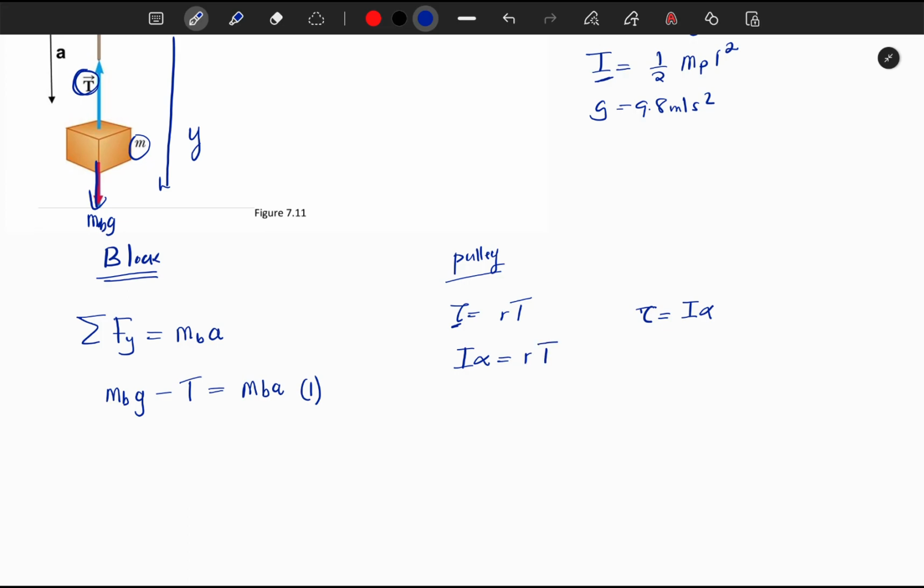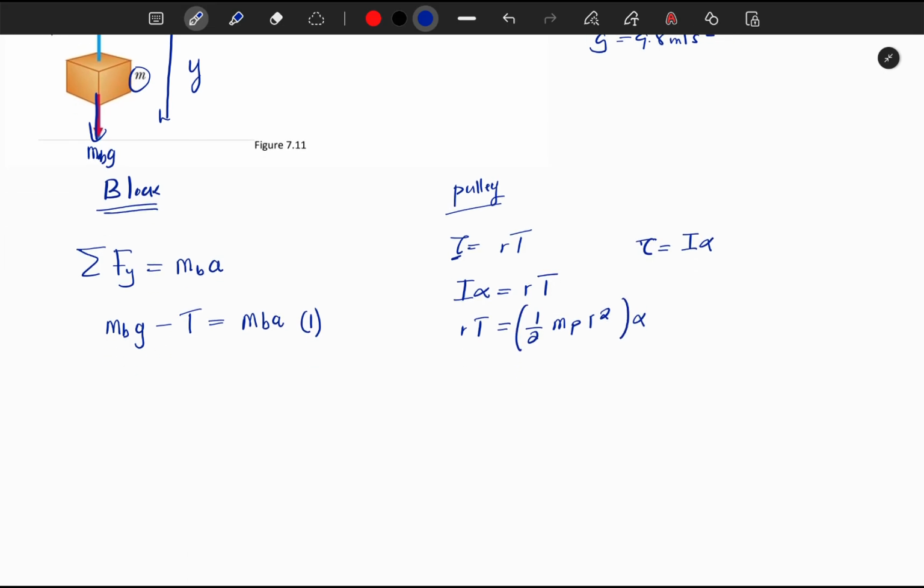Is it clear, right? So we know what the moment of inertia is, isn't it? It is just half mass of the pulley times R squared. So if we do the substitution, we have RT is just equal to half mass of the pulley R squared, then we have the angular acceleration there. So this R will cancel with one R there.